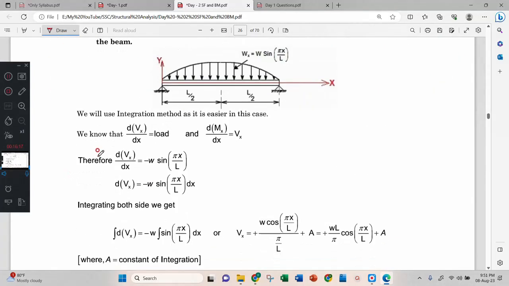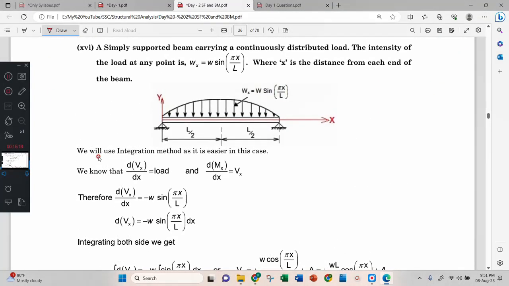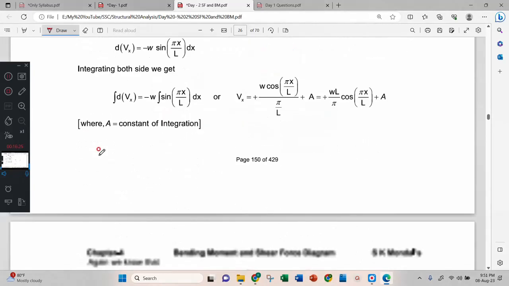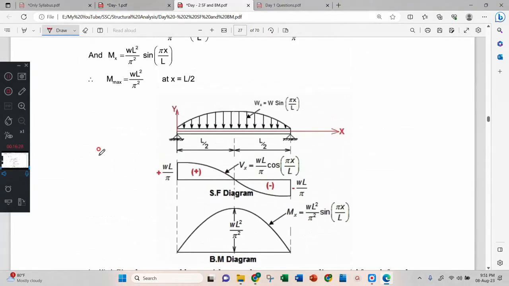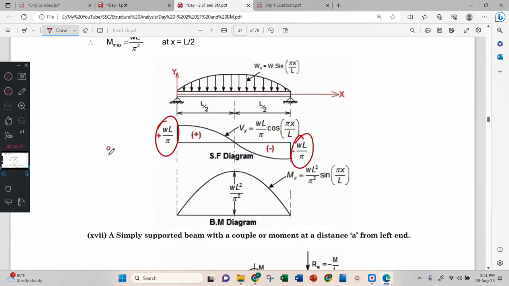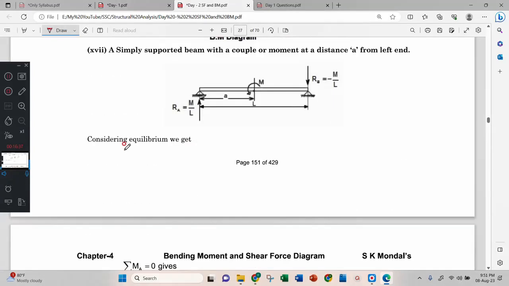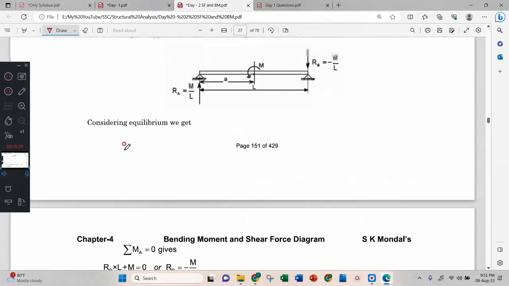Now this is an extraordinary case. Sometimes they may ask this way: W is there, and the load is varying with this equation. In that case, this is WL by pi, then the maximum is WL square by pi square. Just learn it by heart. This is very interesting.